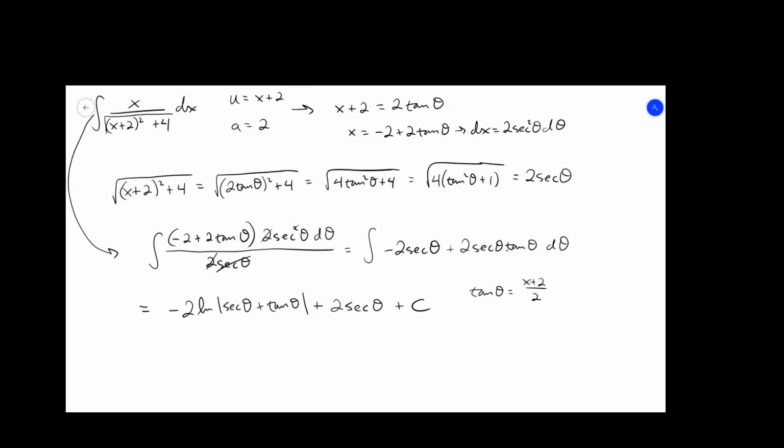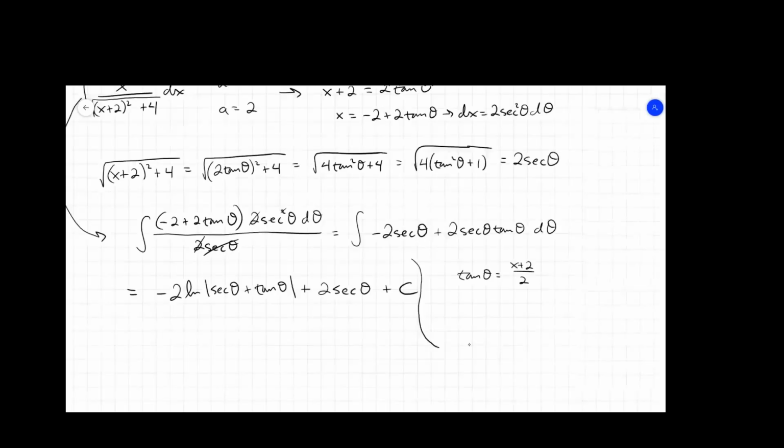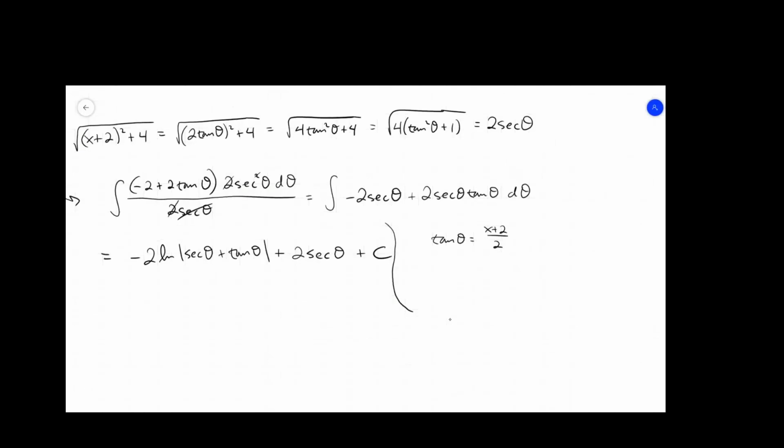Okay? Tan theta is (x plus 2) over 2. Well, if that's the case, then I can draw theta. Here's theta inside the triangle. I know how the tangent is defined: opposite over adjacent. X plus 2 over 2.